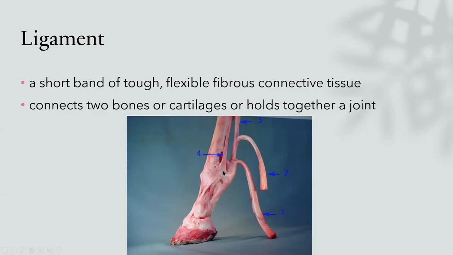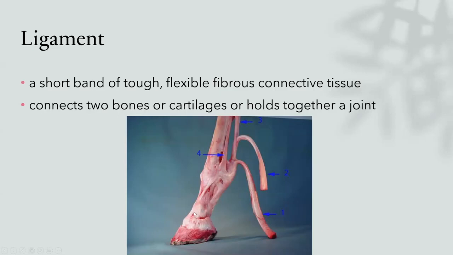Anybody know where it inserts or attaches down low? There are 2 places. One is going to be right here. We already said a ligament attaches bone to bone, right? So what bone is here that it could attach to? The proximal sesamoids. Awesome. So the suspensory ligament attaches to your proximal sesamoids, and then it has a band right here that goes across the front and attaches to this bone here.